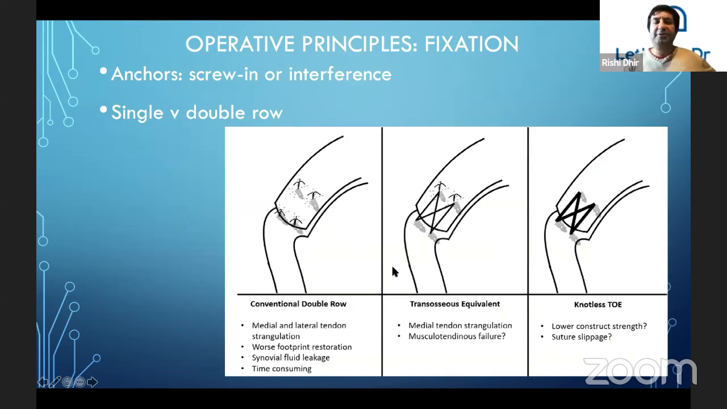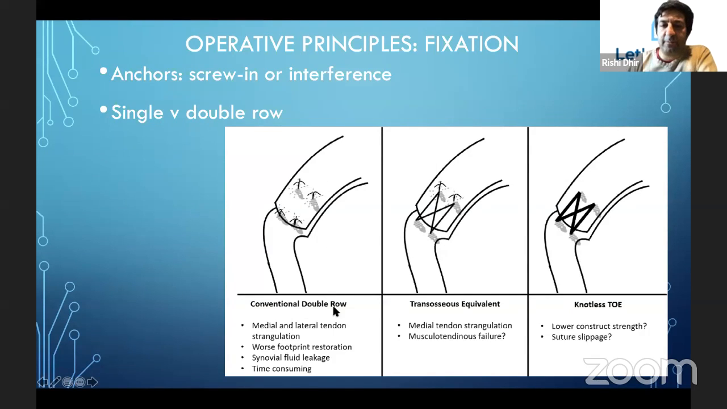And then what are your operative principles of fixation? Well, basically, we tend to use anchors, and these anchors can be either ones which screw in, or they can be interference ones where you knock them in like that, okay? And it can either be single row or double row. So single row means that you just have a single row of anchors, okay? Double row means you've got 2 rows of anchors. And there were different generations of these described.